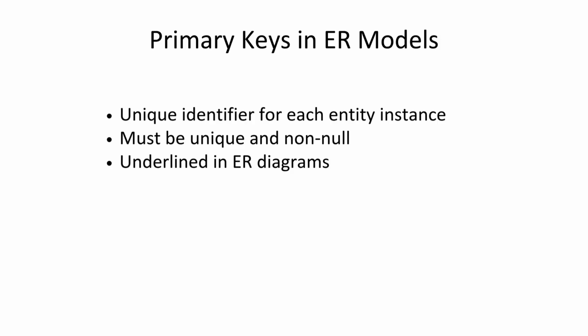Primary keys in ER models. Continuing with keys, let's zoom in on primary keys. A primary key is the chosen attribute that uniquely identifies each record in an entity. Every entity must have one. For example, a student might use student ID. A book might use ISBN. In ER diagrams, we underline the primary key to make it stand out.